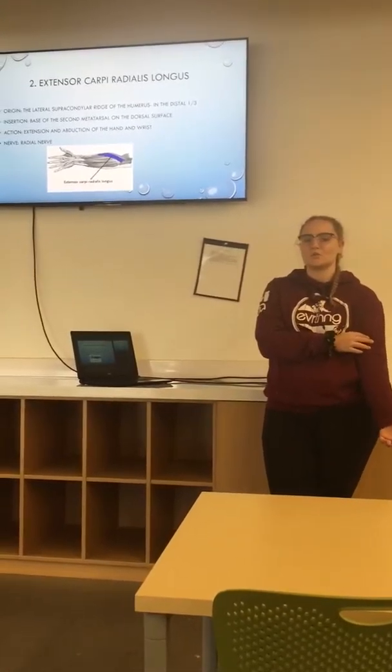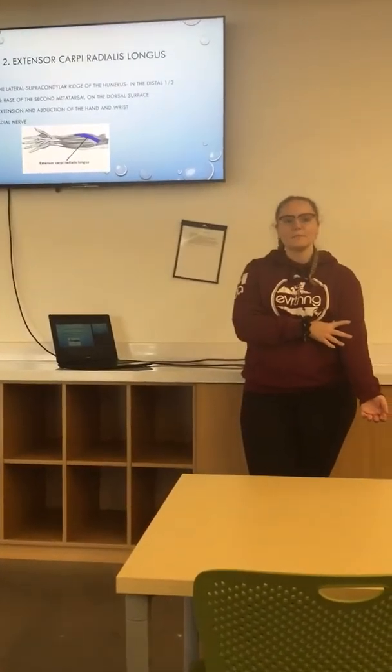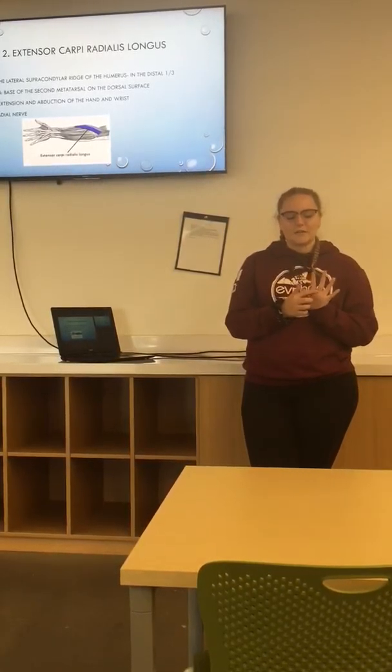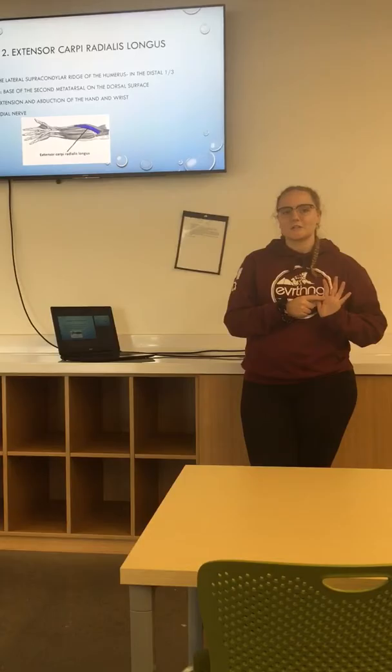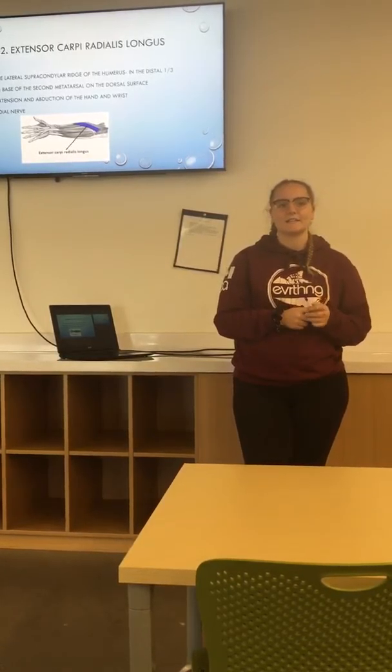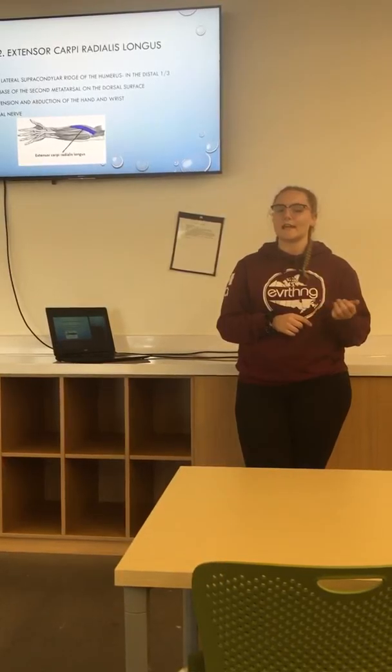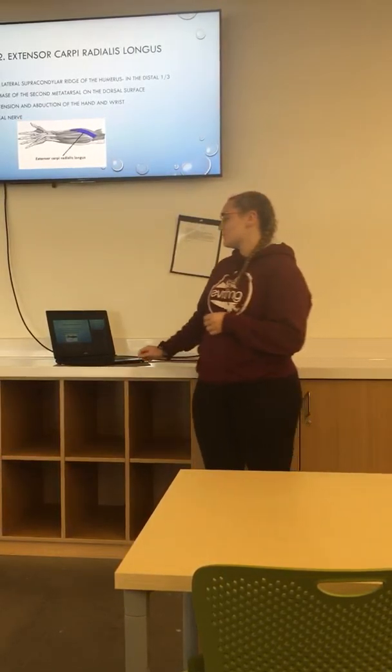The extensor carpi radialis longus, so that is the origin of the lateral supracondyle ridge of the humerus in the distal 1/3, so down through here. And its insertion is the base of the second metatarsal, so it would be your pointer finger right through here. And its action is extension and abduction of the wrist and hand, and it is also the radial nerve.